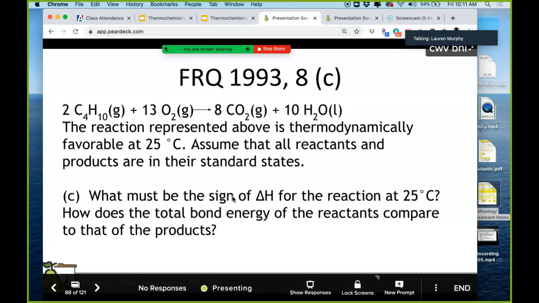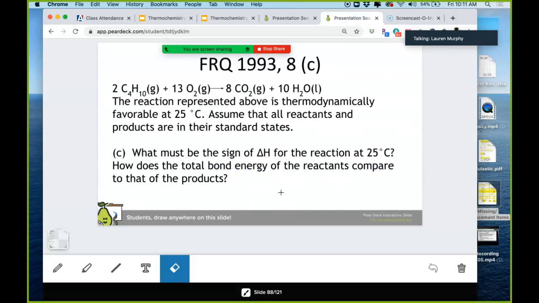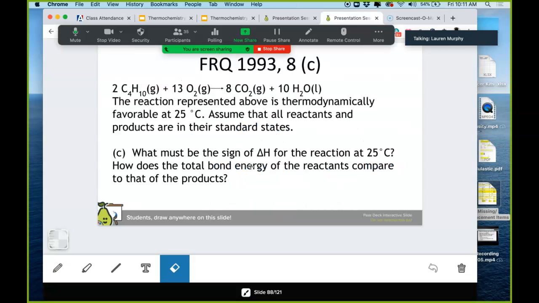Okay, so what is the sign of delta H and why? Let's talk about that first. What's delta H for combustion reactions? Delta H is always what?